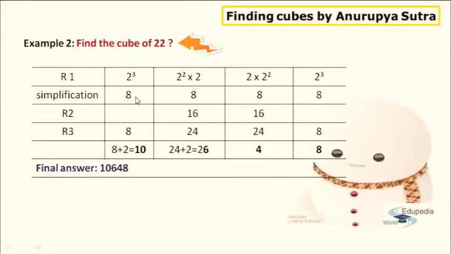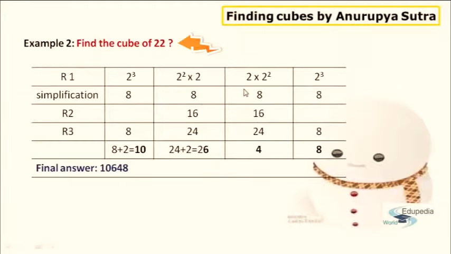Moving to the second part, here we have to multiply the square of the digit in the tens place with the digit in the ones place. Since in the given example 22, we have 2 in the tens place as well as in the ones place, we get 2 square into 2, which is equal to 4 into 2, and that equals 8. And this 8 I have written in the next row, simplification, over here.